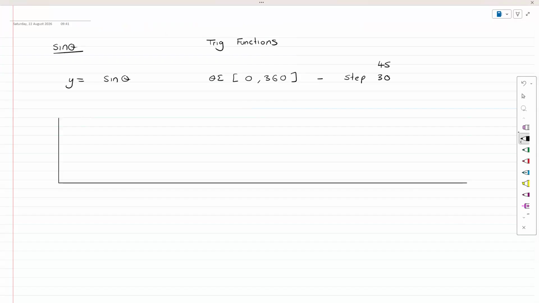I'm going to try my best to get this to be accurate, but please understand that I'm drawing on a graphic tablet, and things like this are not very easy to draw. If I had pen and paper, it would be fine. That's 30, 60, 90. We'll put this as 120, this as 150, 180, 210, 240, 270, 300, 330.